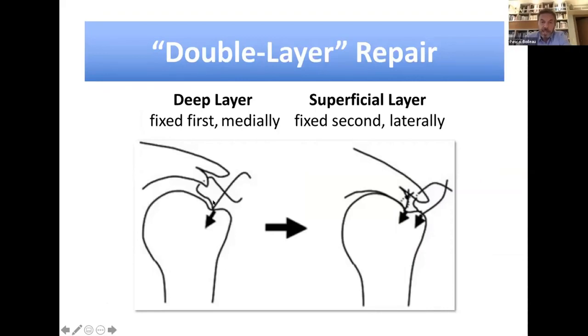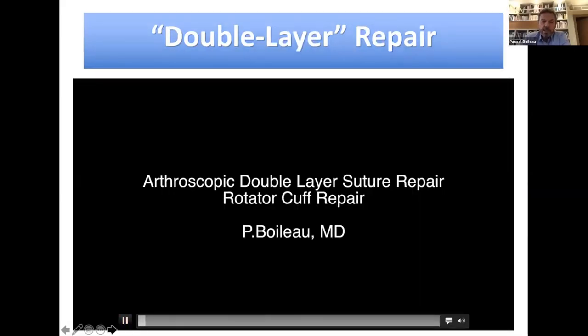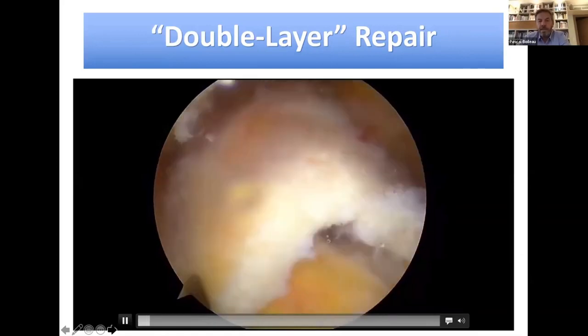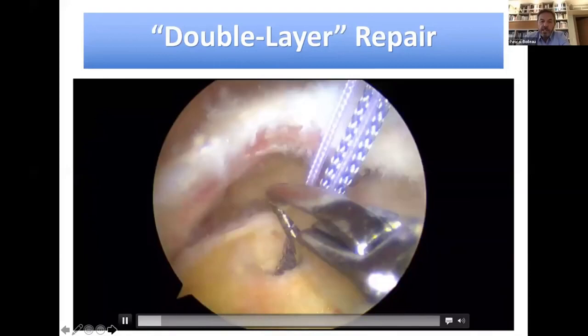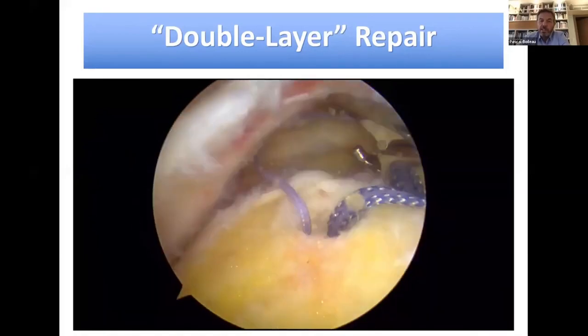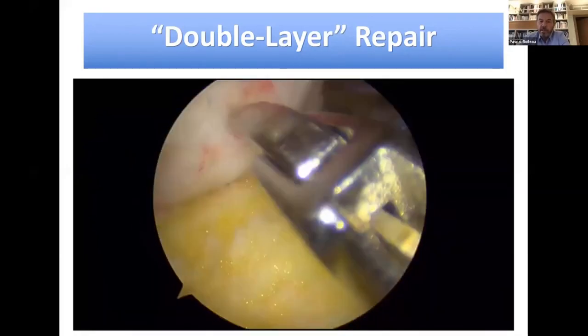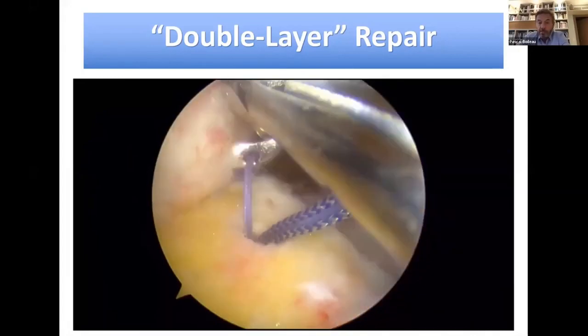And Hiro Sugaya was the first to show us this concept here, where you have the deep layer that should be fixed first medially, and the superficial layer, which is fixed then laterally afterward to cover the footprint. So this is an example here of a tear where you have a delamination of the tendon.